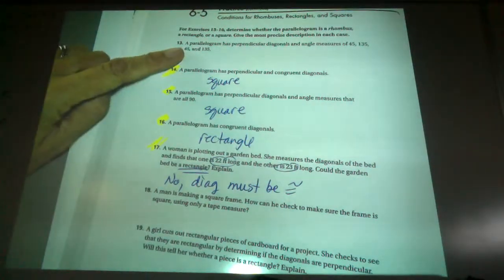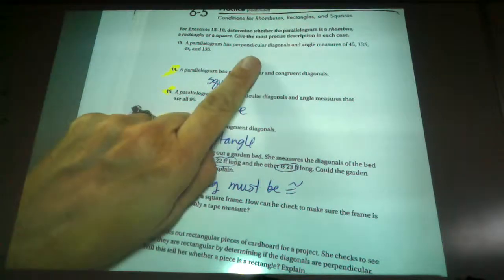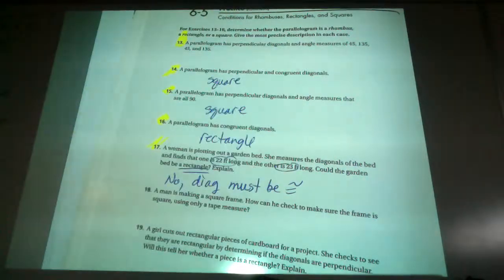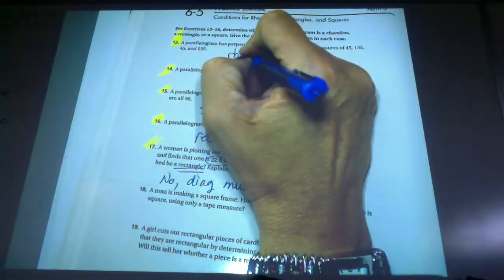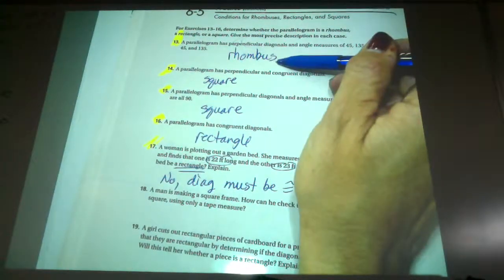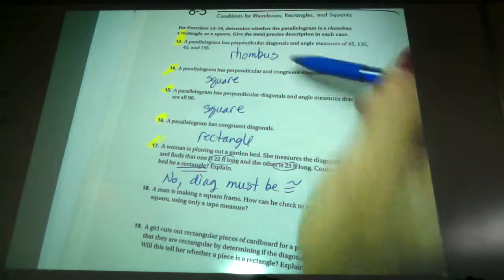What about this one up here? You skipped it, I skipped it. A parallelogram has perpendicular diagonals. Where is that seen? Rhombus at the very least. And angle measures of 45, 135, 45, and 135. So what does that make that? It can only be a rhombus. It can't be a rectangle because a rectangle is all 90 degrees, right? So at least because of the perpendicular diagonals, it's a rhombus. If it were a square, these would all be 90, 90, 90, right?